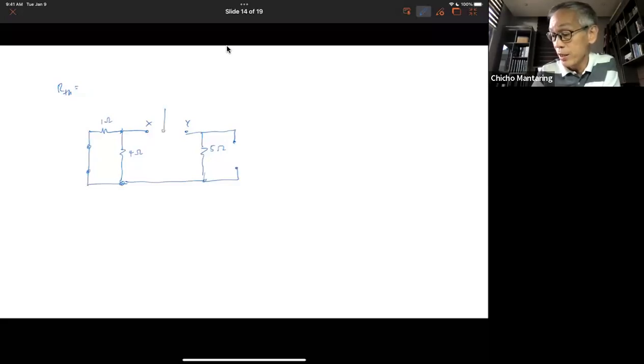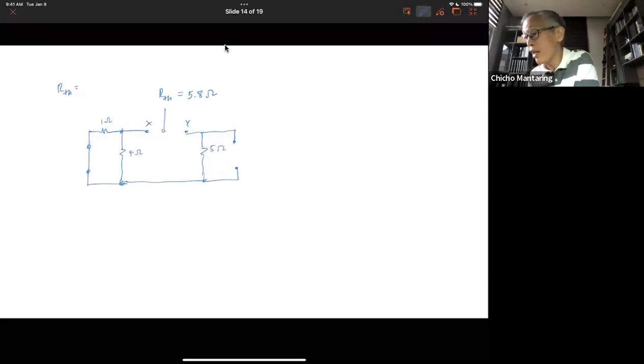Okay, so this is RTH. The answer is 5.8 ohms. Let me see how many people got it. Okay, why 5.8? These two are in parallel. The parallel combination of these two is 0.8 ohms. Product over sum, so 4 over 5, that's 0.8 ohms. And that is in series with your 5 ohms. So you get 5.8 ohms. Okay, so many people see that.